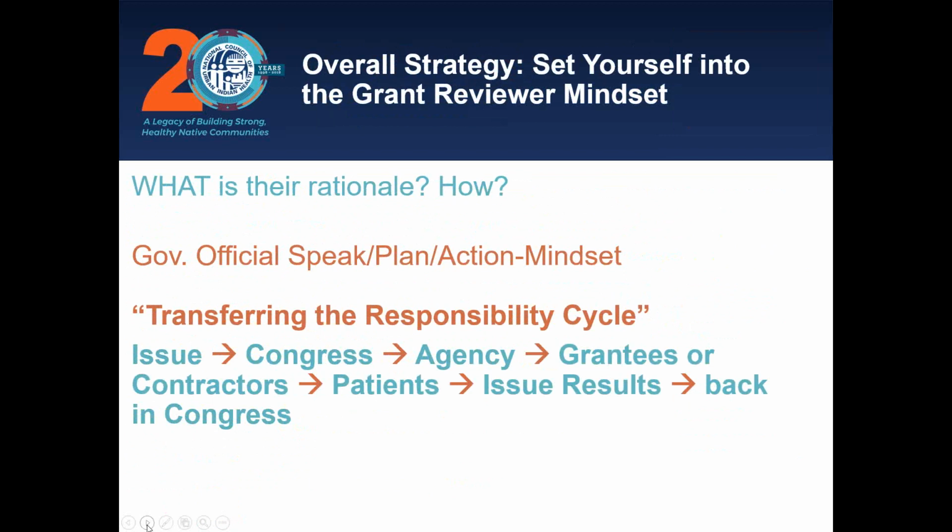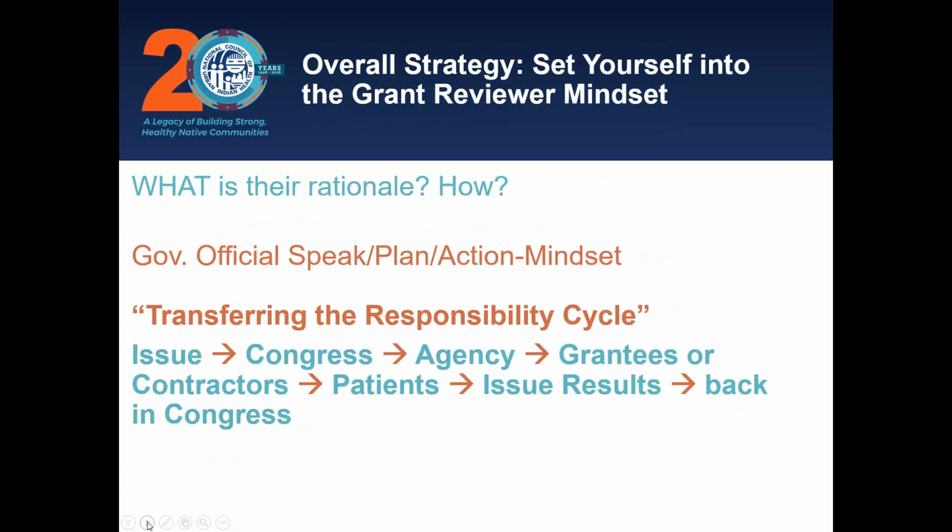So we have to think about how government officials speak, plan, and act; they have their mindset. I would like to take this opportunity to share with you something that I've learned, and that I would call the transferring the responsibility cycle. I'm briefly going to explain to you why the RFAs are the way they are and why the budget has to be compliant the way it has to be.